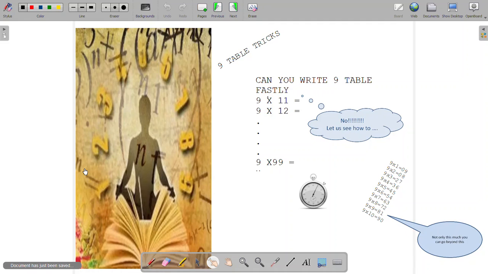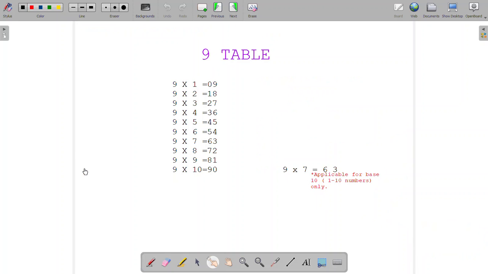Today we will look at how to give the result of 9 multiplied with any number in just a few seconds. Previously we have seen how to write the 9 table, and we will now look at how to further extend this trick for the same table.